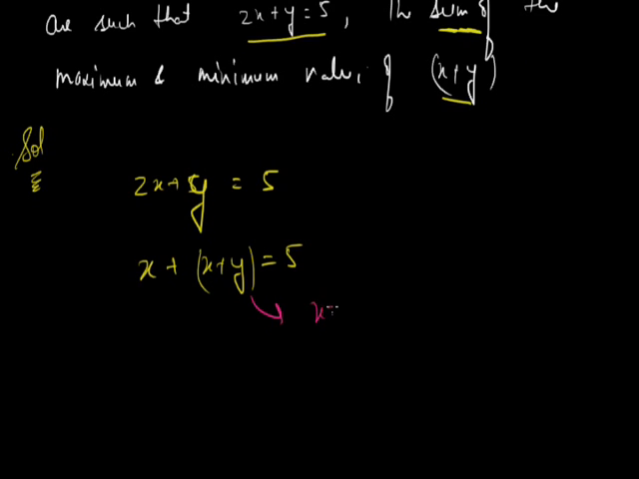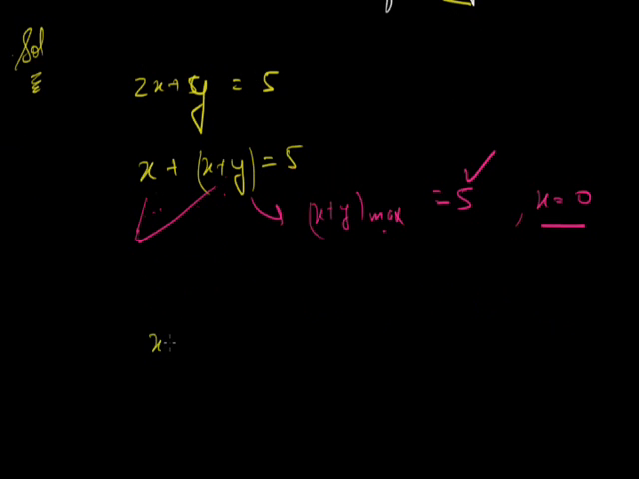Maximum value of x plus y can be, it is the sum of the two quantities x and x plus y, which is 5. Maximum value of x plus y is 5. The sum of the two quantities is 5. I can say the maximum value x plus y can take is 5, when x is 0. This is the maximum value.